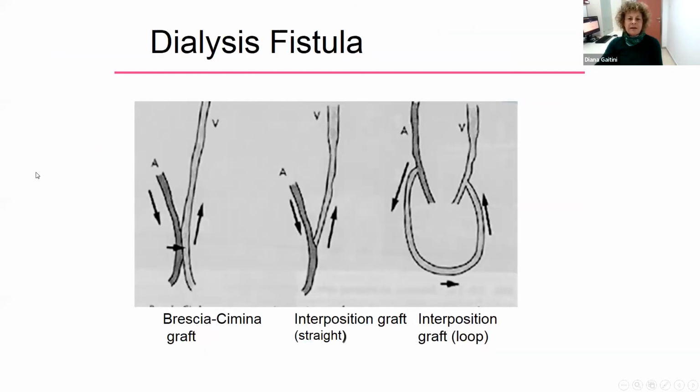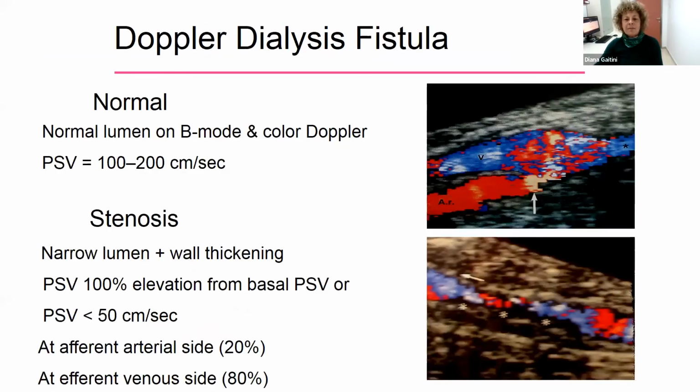Now, the examining of a dialysis fistula that may be of several kinds. This is a side-to-side, this is an interposition graft straight, and interposition graft in the shape of a loop. The normal flow in the fistula has a peak systolic velocity between 100 and 200 centimeters per second.